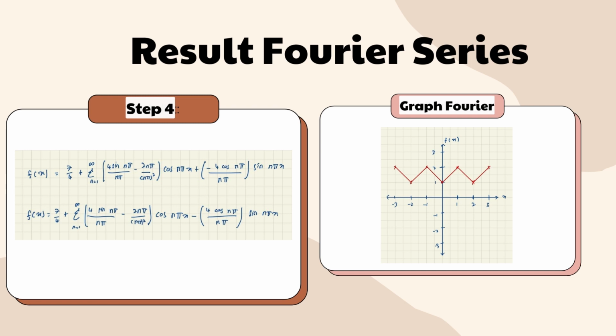So this is my result for the Fourier series from the function I use, and on the left side is my Fourier series. I combine all the formulas just now, and on the right is my graph for the Fourier series.